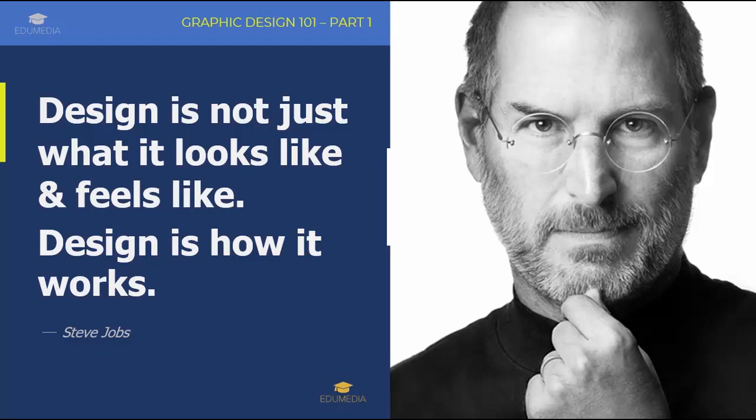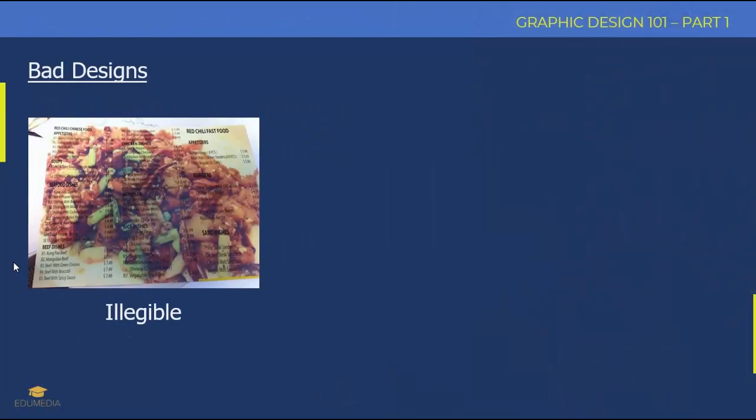Now let's look at some examples of bad designs. Here we have a design. This is a restaurant menu, and this is an example of bad design. The most important element of a menu design above all else is legibility. People should be able to see what they want to order, and this design has totally failed that.